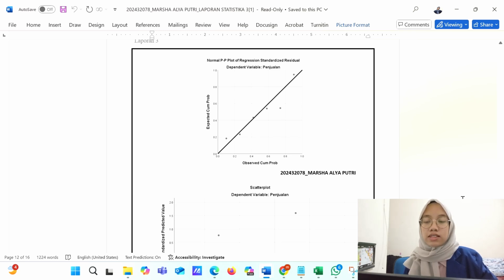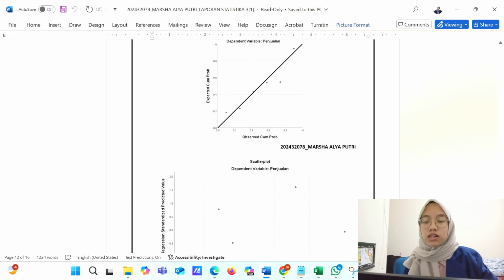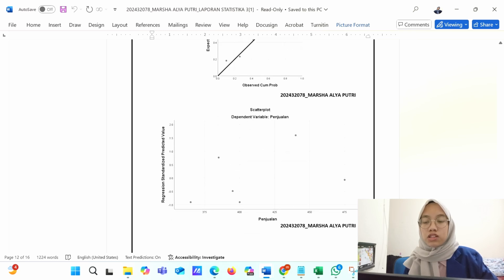And the last graph is the scatter plot. So the relationship between predicted and actual sales values, the scatter of dots shows no clear pattern. That means it is suitable for linear models, but validity remains weak due to low correlation.